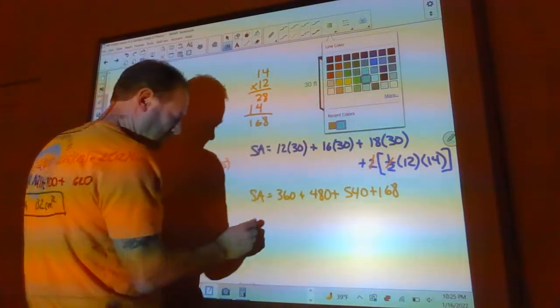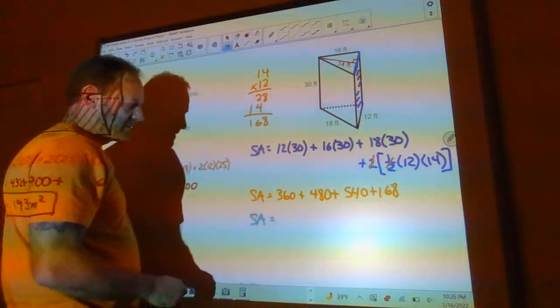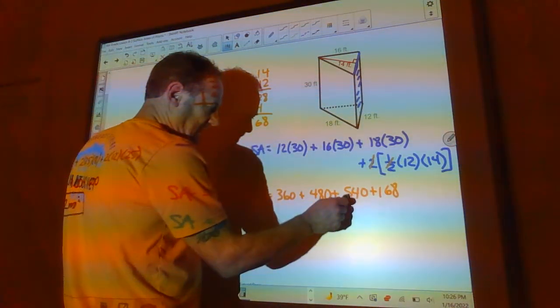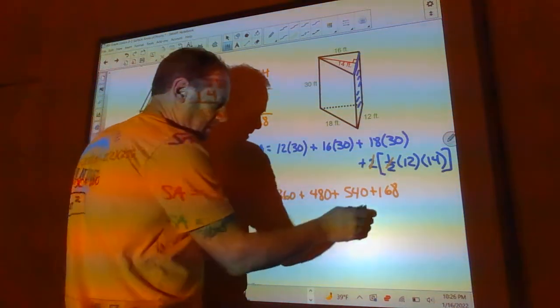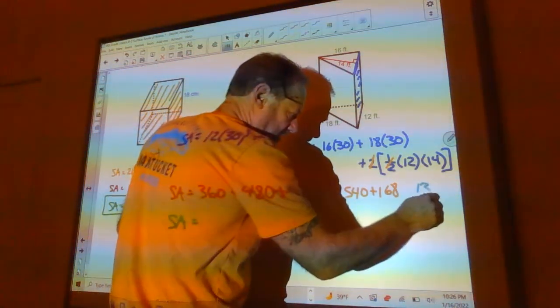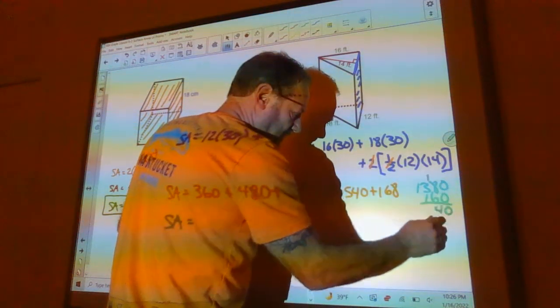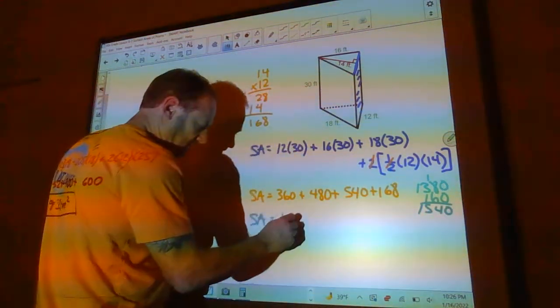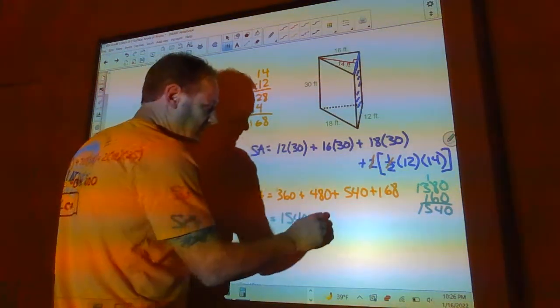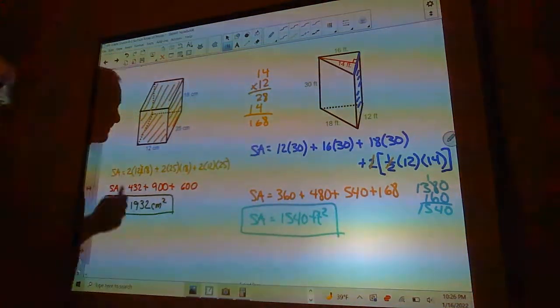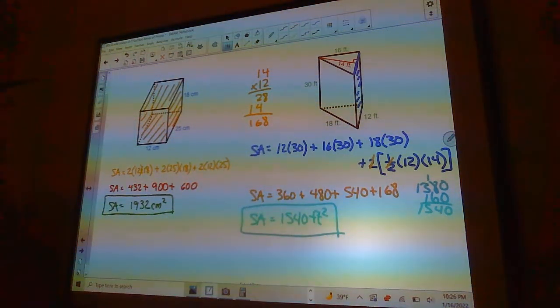So 360 and 480, that's 840, 880, 1380, 1380 plus 160. It's going to be 1,540, and that's going to be in square feet. Okay, so there you go. Hopefully you got both of those.